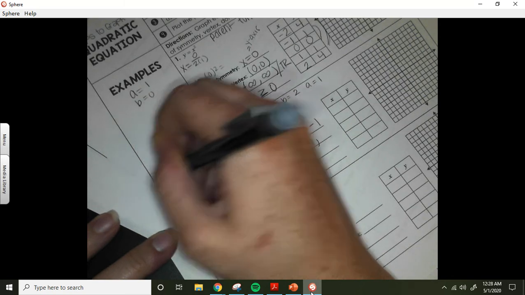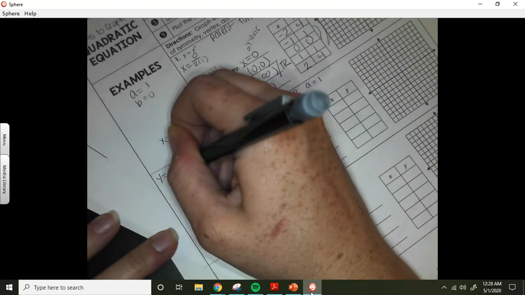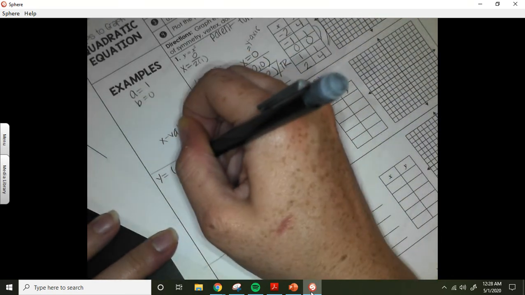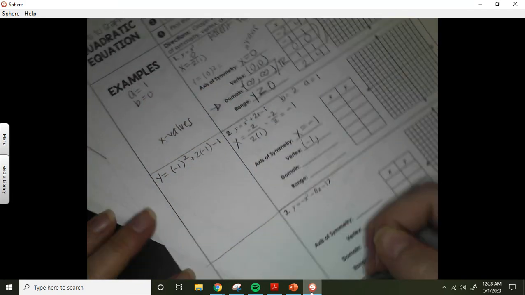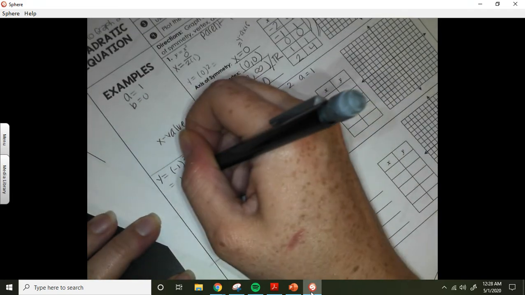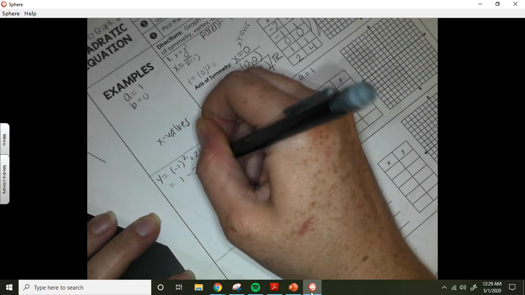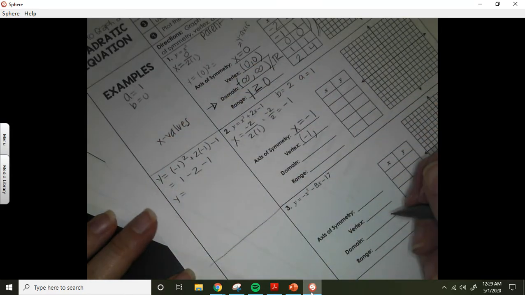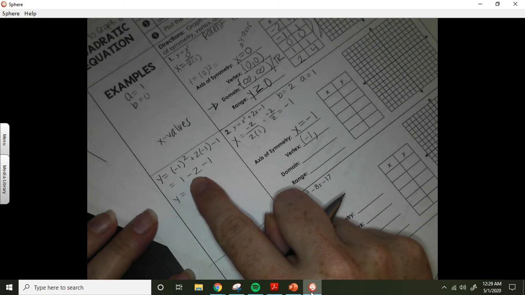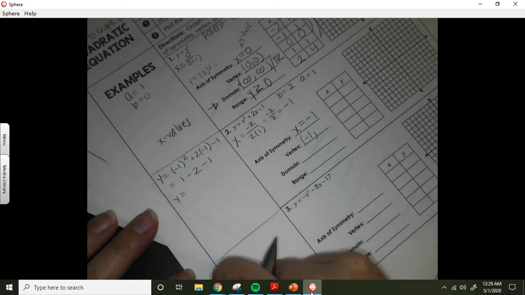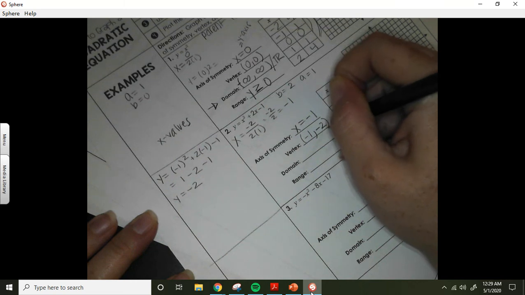We're going to do y equals negative 1 squared plus 2 times negative 1 minus 1. So we have 1 minus 2 minus 1. Y is equal to 1 minus 2 is negative 1. Negative 1 minus 1 is negative 2. Please correct me if I'm wrong, but I'm pretty sure I'm right.